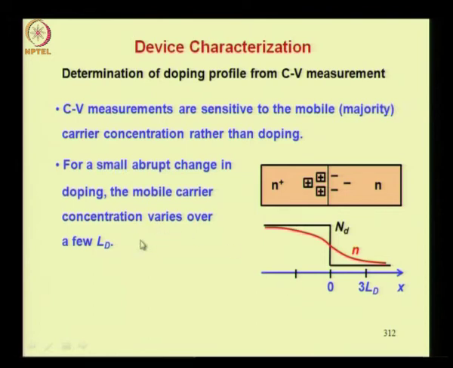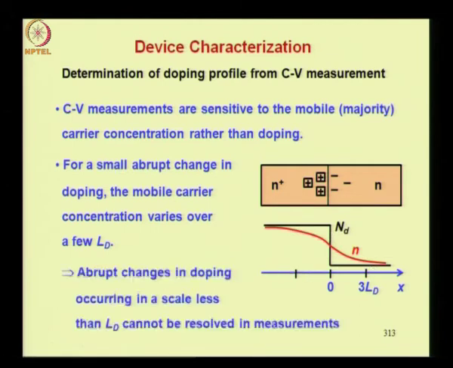So this is what we mean by saying the mobile carrier concentration varies over a few LD. So now since you are monitoring this mobile carrier concentration in CV measurement, in effect you cannot capture this rapid variation in doping. So this is the limitation of the CV method. It says that abrupt changes in doping occurring in a scale less than LD cannot be resolved in measurements.